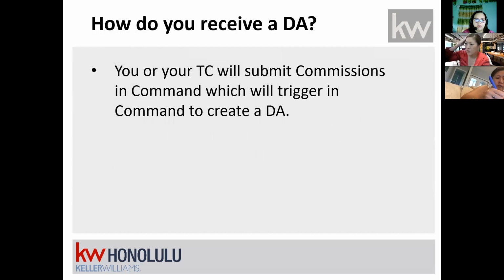Okay, so how do you receive a DA? Either you, or if you have a transaction coordinator, they would submit a commission breakdown in Command. So they would go in, and from your opportunity for that particular transaction, you or your TC will submit commission breakdowns in Command. And once they do that, we'll create a DA for you and send it via email for you to look over and review.